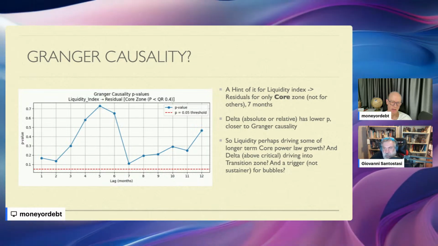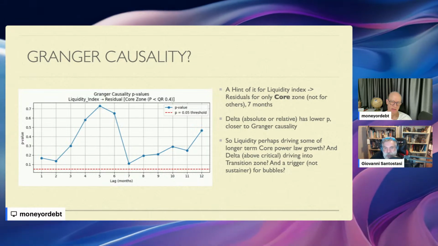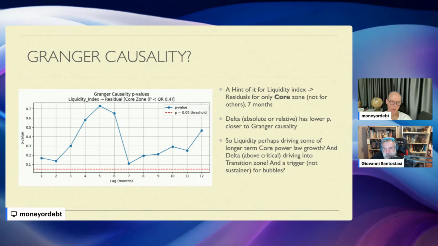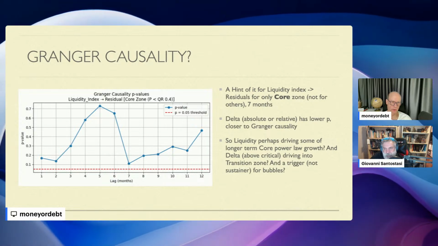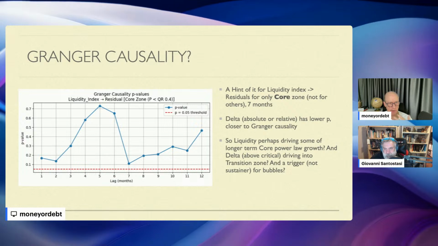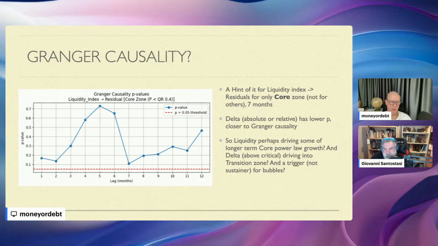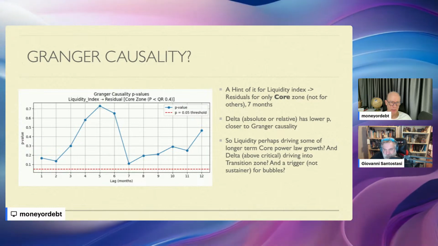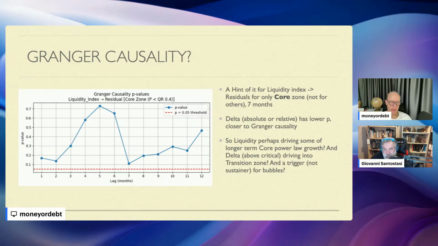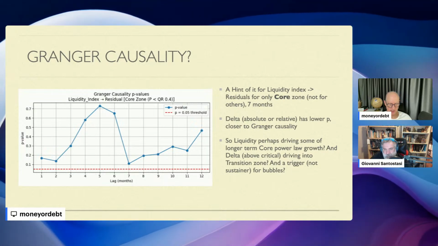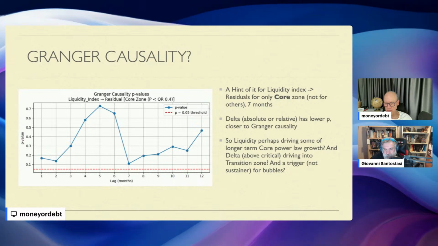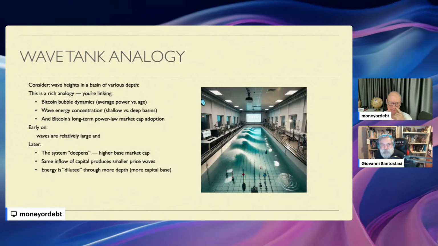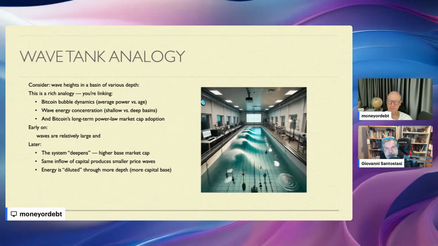In a very loose way, right? It's not a strong driver. It's not strictly Granger causal, but it's closer. So liquidity is perhaps driving some of the longer term core power law growth, which would not be surprising, but it's not triggering the bubbles. It's the delta, the changes that are triggering the transition zone, and they're not sustaining the bubbles. You need the momentum and the FOMO, and the hedge funds coming in, playing the game to keep the bubbles going.